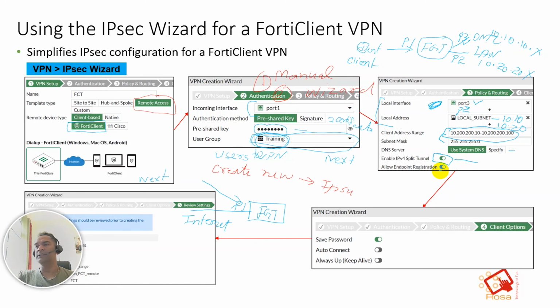Allow endpoint registration. Allow endpoint registration is for getting all the client information and registering the EMS client, or the FortiClient, on the FortiGate as a client. So this is optional, not mandatory.